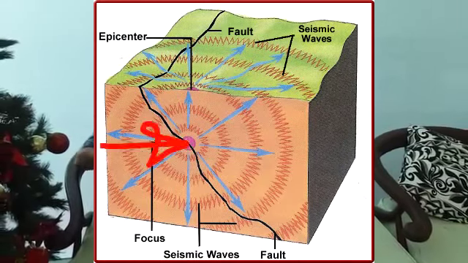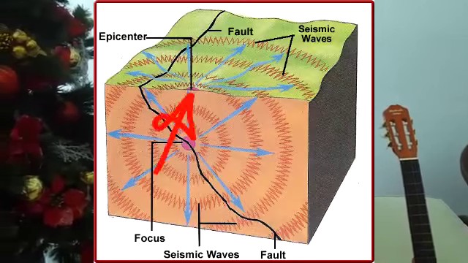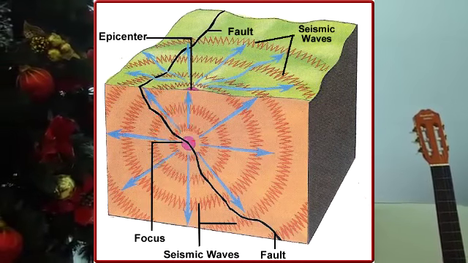In an earthquake, there is a focus. A focus is the point within Earth where faulting begins. An epicenter, on the other hand, is a point directly above the focus on the surface. There are seismic waves caused by the focus and epicenter of an earthquake.